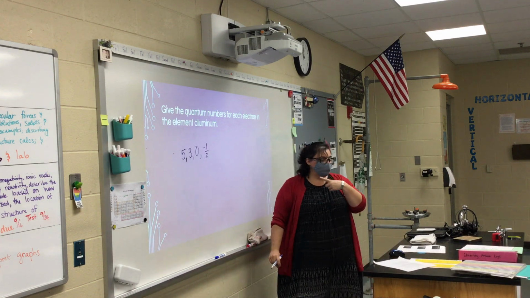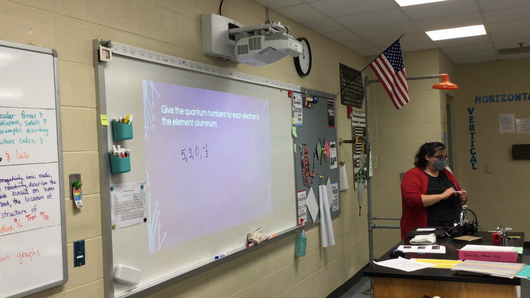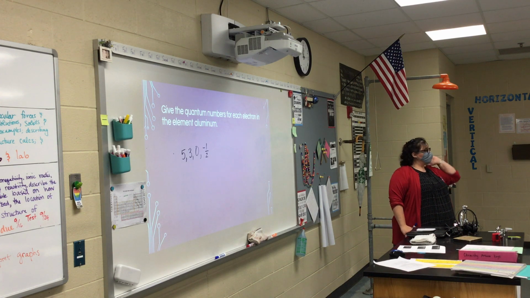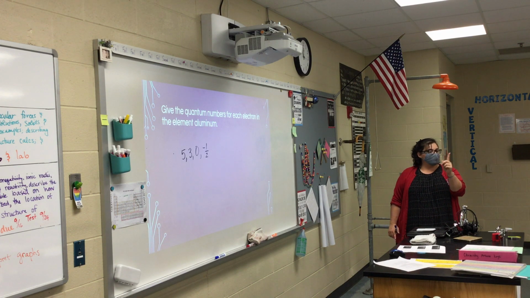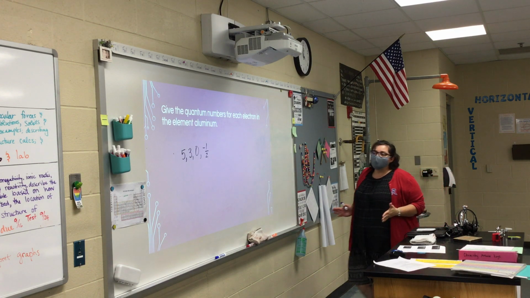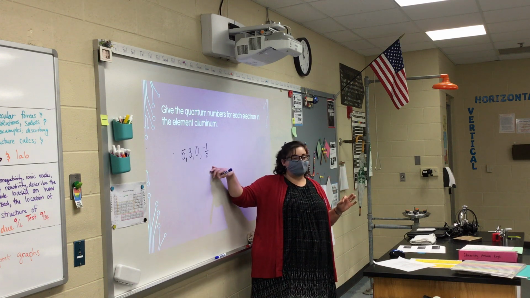So this is what C is. 5, comma 3, comma 0, comma negative 1/2. And those 4 numbers are in the correct order. They're always going to be n, l, m sub l, m sub s. Always. Okay? So when the n value is, like, we're trying to identify which element this is for.